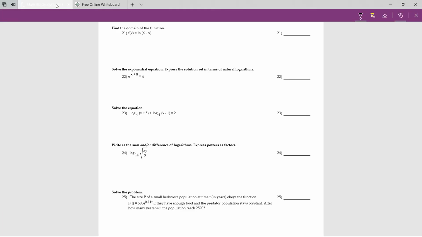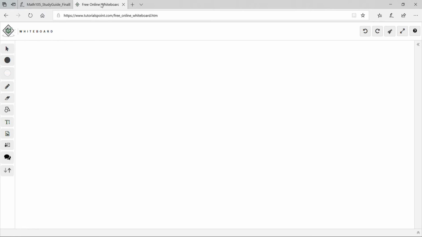So 24 says, write the sum and or difference of the logarithm. Express powers as a factor. So they're pretty much wanting you to expand this. So you have log base 14 of the square root of xy over 9. So they pretty much want us to expand it.